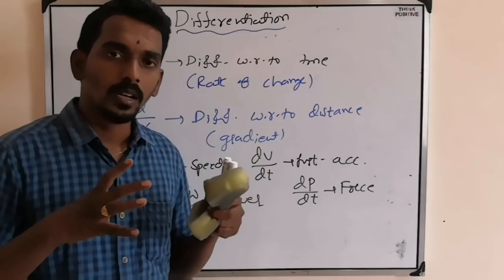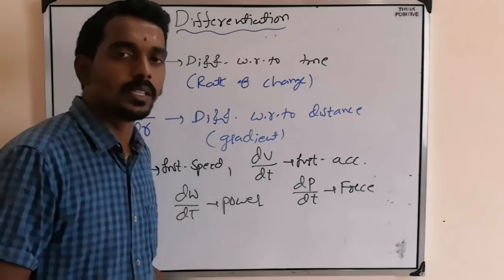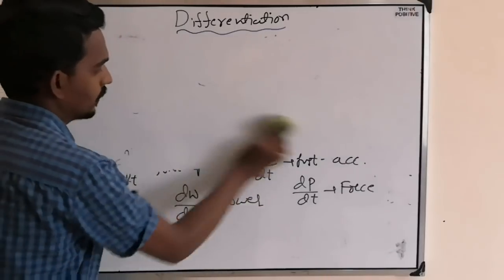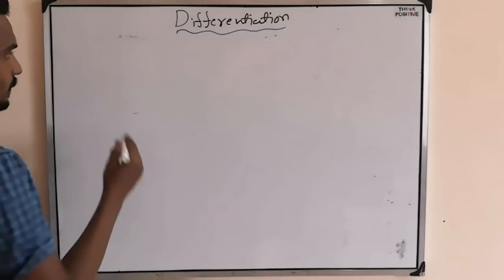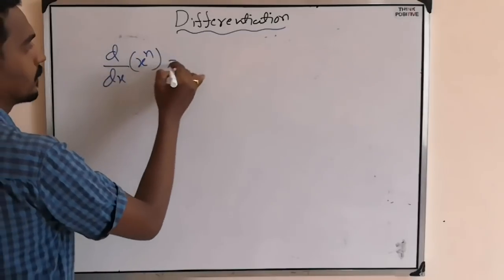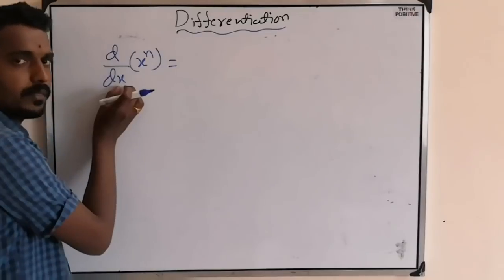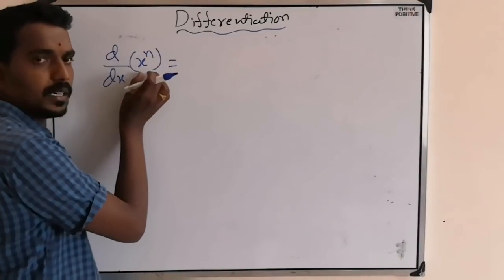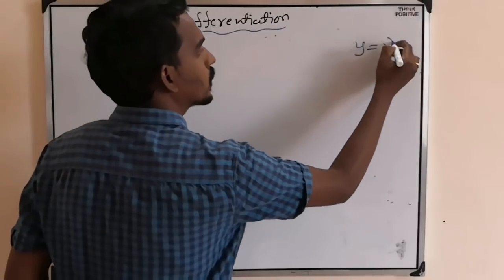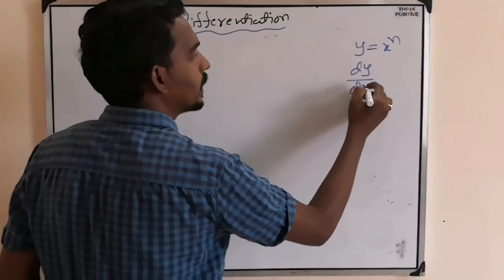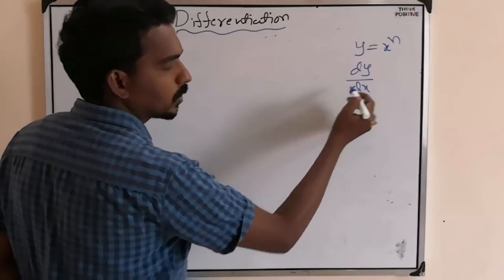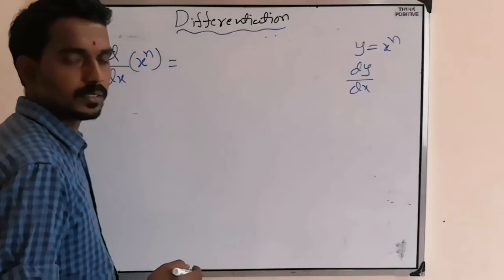So our duty is first to practice with the simple differentiation formula. I will give you the formula, then we will try to do it. Like d by dx of x power n. Now you are doing differentiation with respect to x. Whose differentiation? x power n. It is something like, now y equal to x power n, then you are finding dy by dx. So differentiation of y with respect to x, where y is x power n.